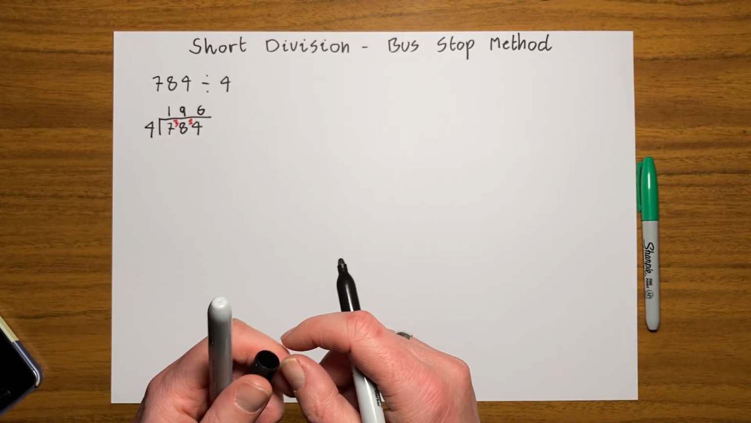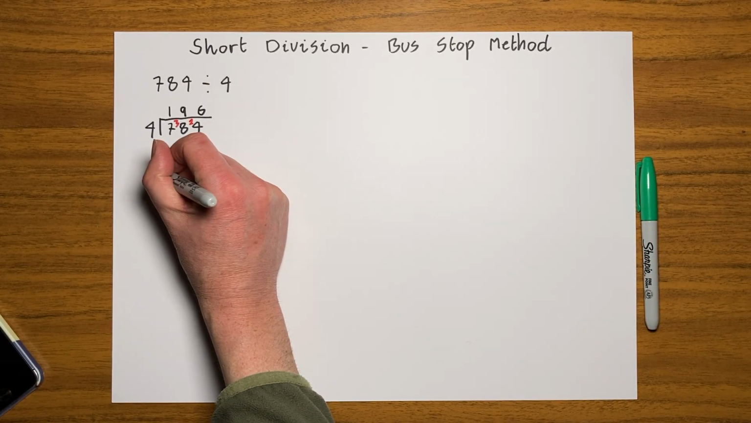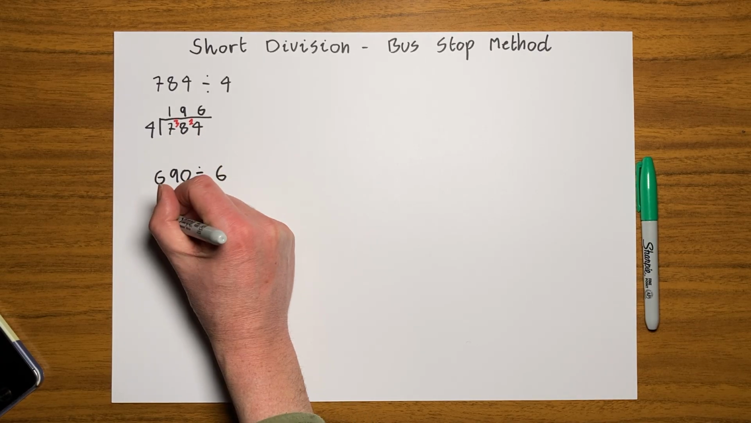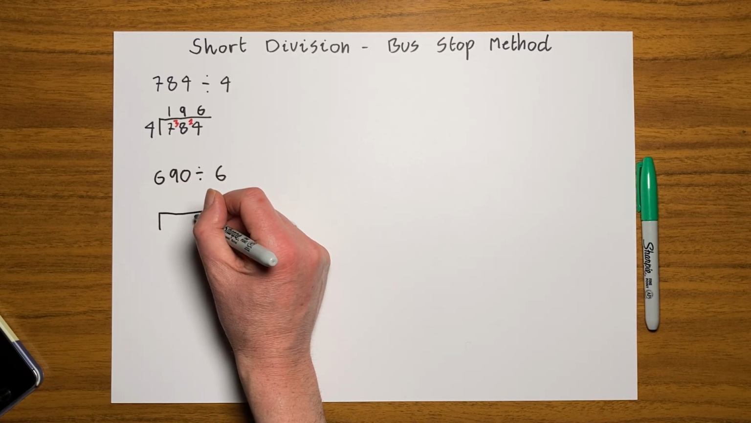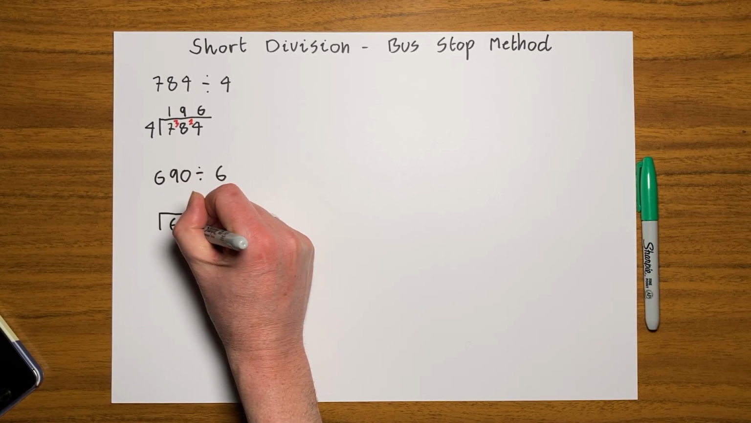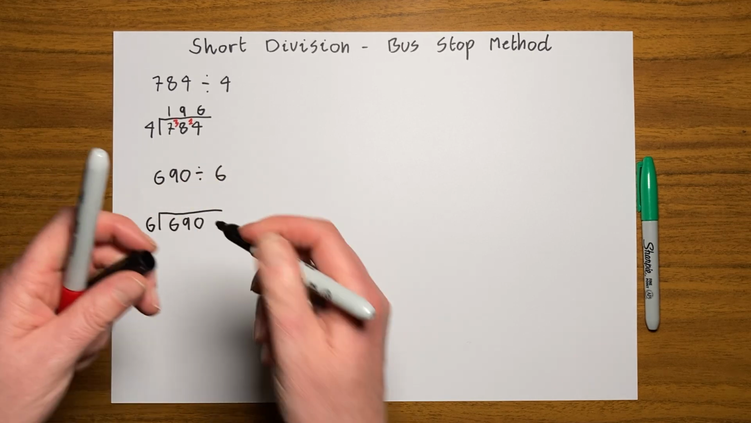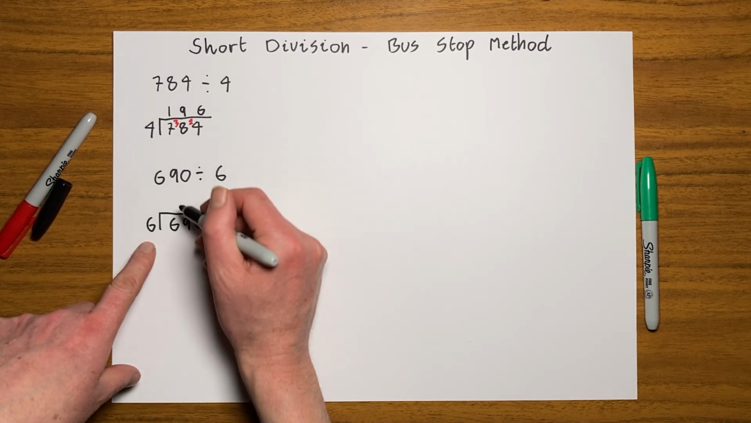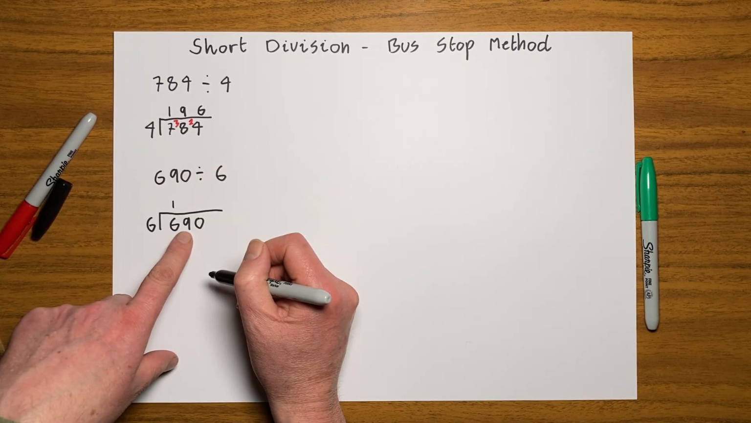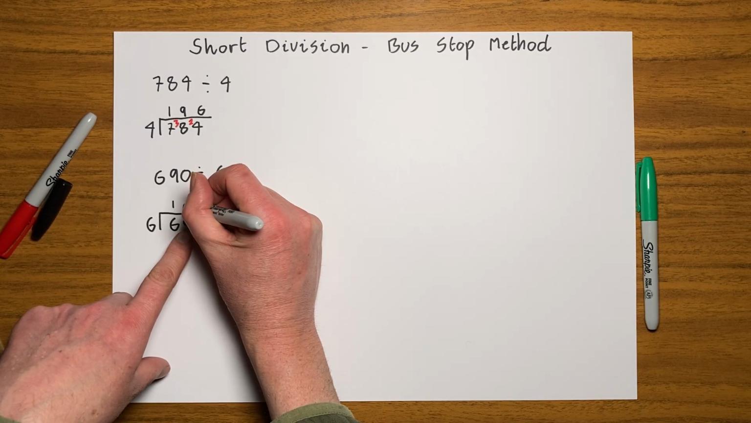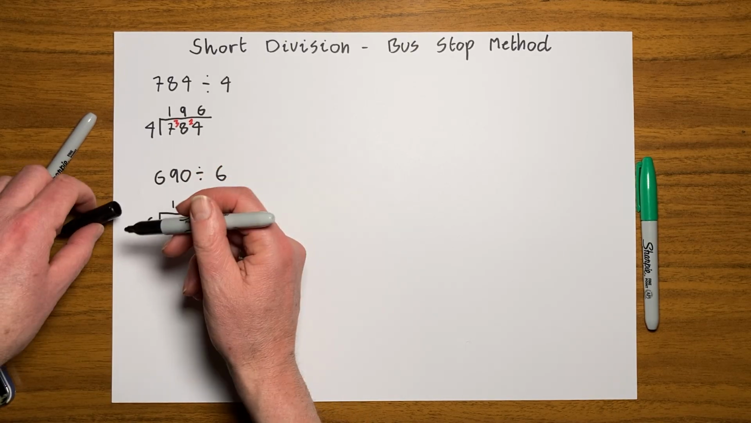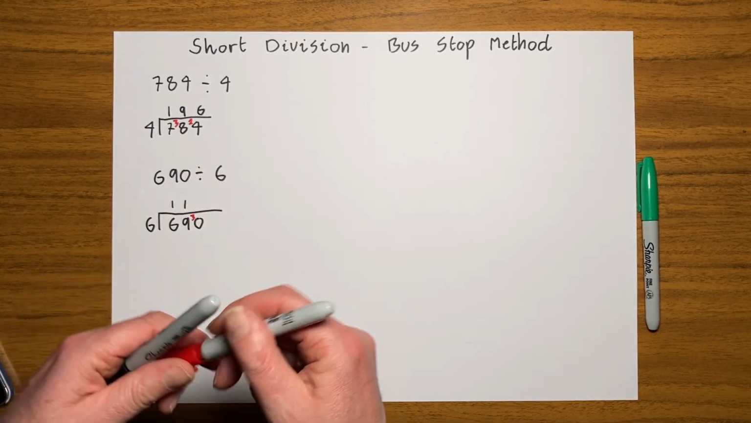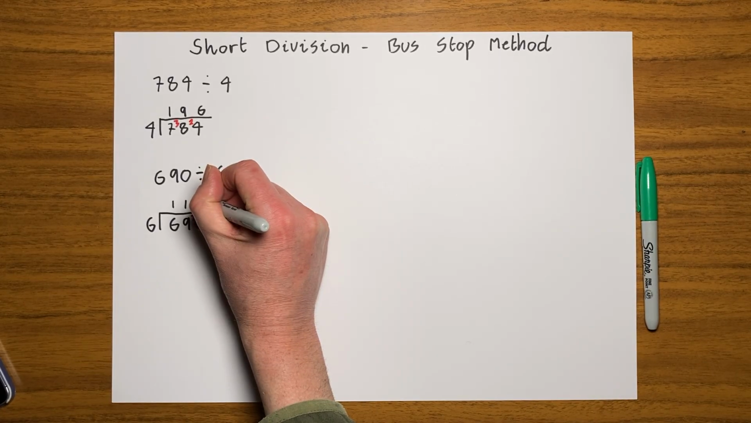Let me do another one for you so you can be quite clear about this. Let's do 690 divided by 6. So again, let's do my bus stop. Make sure I put my 690 here and my 6 on this side, okay? Now, how many 6s in 6? That's a tricky one. There is, of course, 1, so that's nice and easy. How many 6s in 9? Well, there's only 1 6 in 9. But that gives me 3 left over. So if I put my 3 in here, how many 6s in 30 is 5.